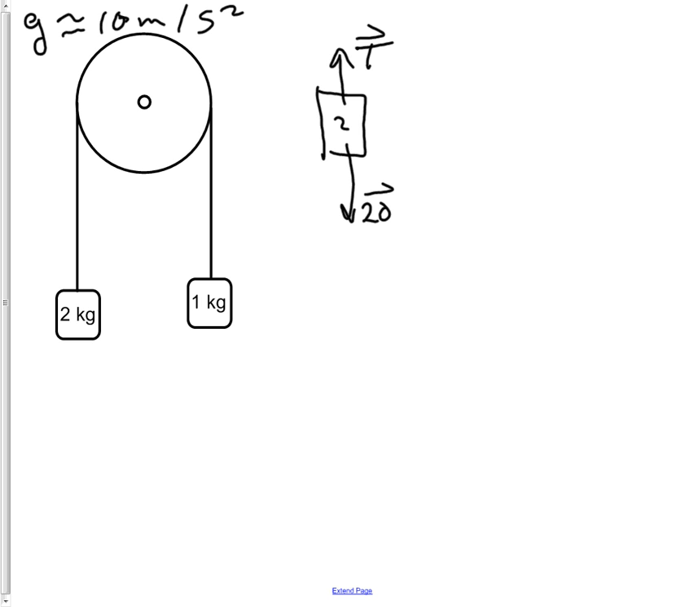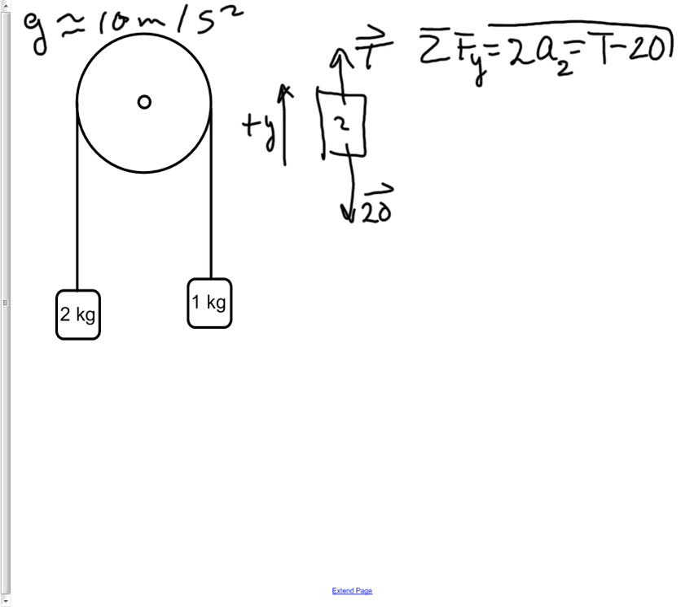Okay, so choose a coordinate system. Well, I'll choose the usual plus y to be up. It's a one-dimensional problem, so I can easily write the sum of the forces in the y direction is equal to m, which is 2 kilograms, times a, which I'll call a sub 2, the acceleration of the 2 kilogram object, and that's equal to T minus 20. Let's draw a box around that.